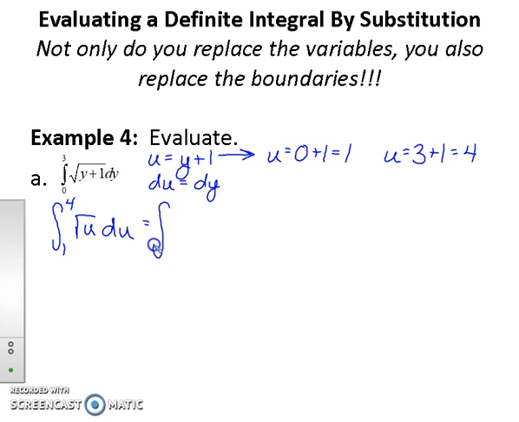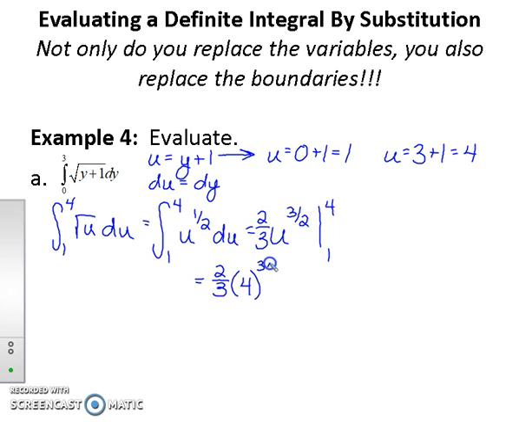So I'm going to rewrite this as the integral from 1 to 4 of u to the 1/2. I'm going to do reverse power rule, put my reciprocal of that exponent right there. And so now I'm going to evaluate 2/3 times 4 to the 3/2 minus 2/3 times 1 to the 3/2. I did not go back to the 0 and the 3. I did not put the y plus 1 back in. This problem is now 100% in terms of u.